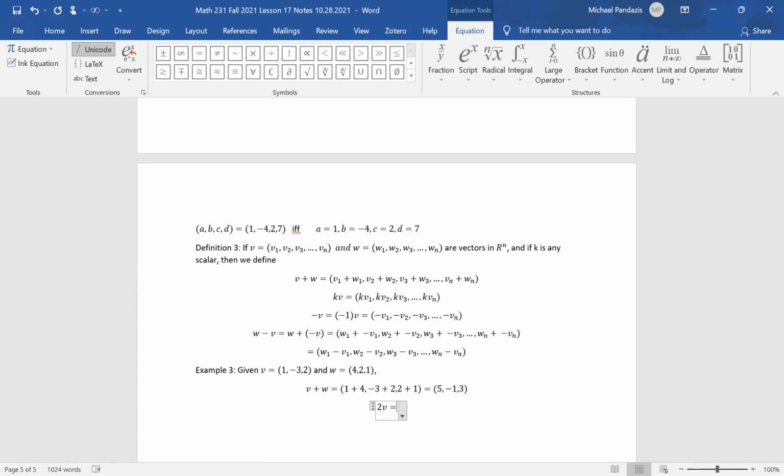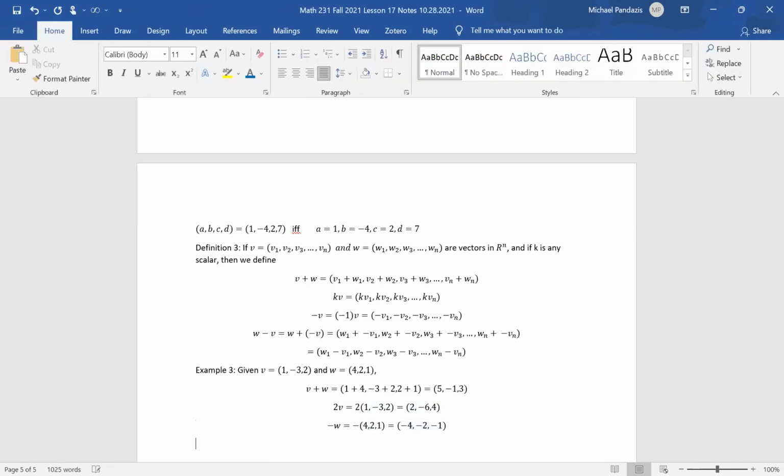2v is equal to, so it's 2 times the vector v, which is 1, comma, negative 3, comma, 2. And that's equal to multiplying each component by 2. So it's 2, comma, negative 6, comma, 4. Negative w is equal to the negative of the vector w, which is 4, 2, 1. It's just negating each component. So you have negative 4, comma, negative 2, comma, negative 1.